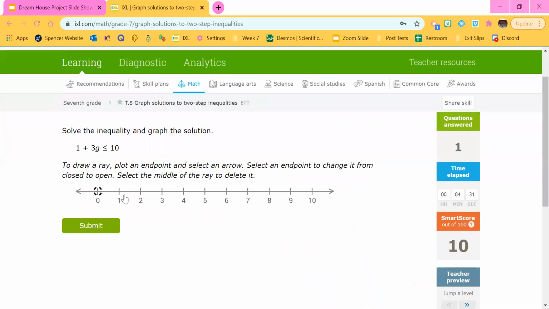All right, and I'll solve the next one: 1 plus 3g is less than or equal to 10. Now this one has that less than or equal to, so that's going to be a closed circle. I'm going to rewrite it.